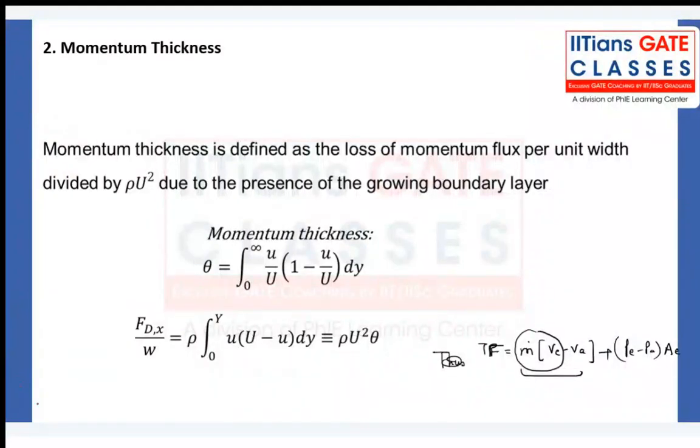Note down the formula. Momentum thickness is defined as the loss of momentum flux per unit width divided by rho u infinity square, due to the presence of the growing boundary layer. Now, the moment I derive this, this picture will get clarified. For that, you need to wait.